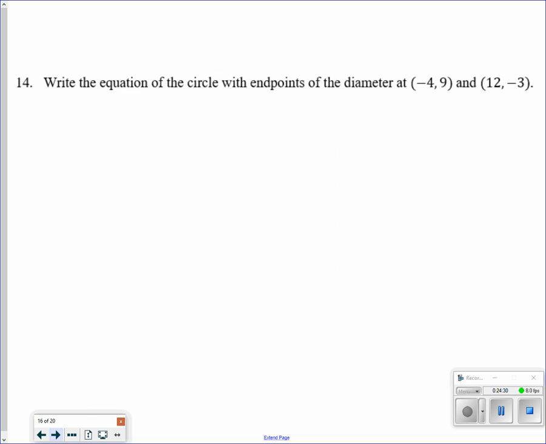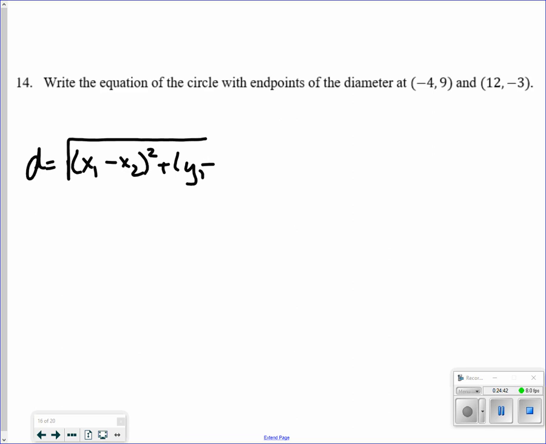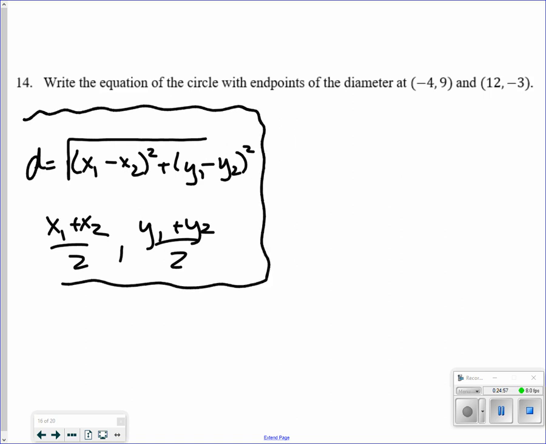Write the equation of a circle with endpoints of a diameter. Now, they're assuming that you know a couple of formulas. These are things you need to know. The distance formula between 2 points is the square root of (x1 - x2) quantity squared plus (y1 - y2) quantity squared, and the midpoint formula: add the x's and divide by 2, add the y's and divide by 2. These are things they were expecting you to know from your previous math classes.